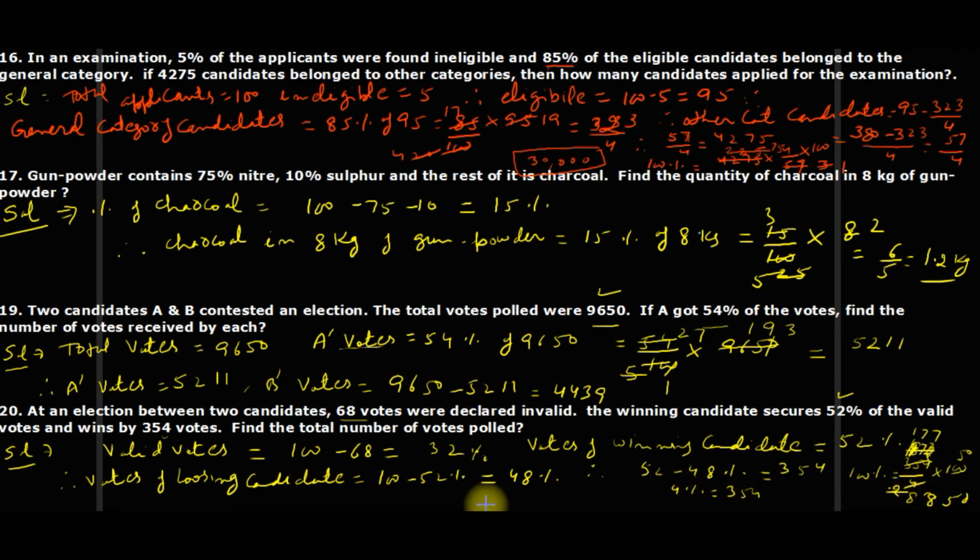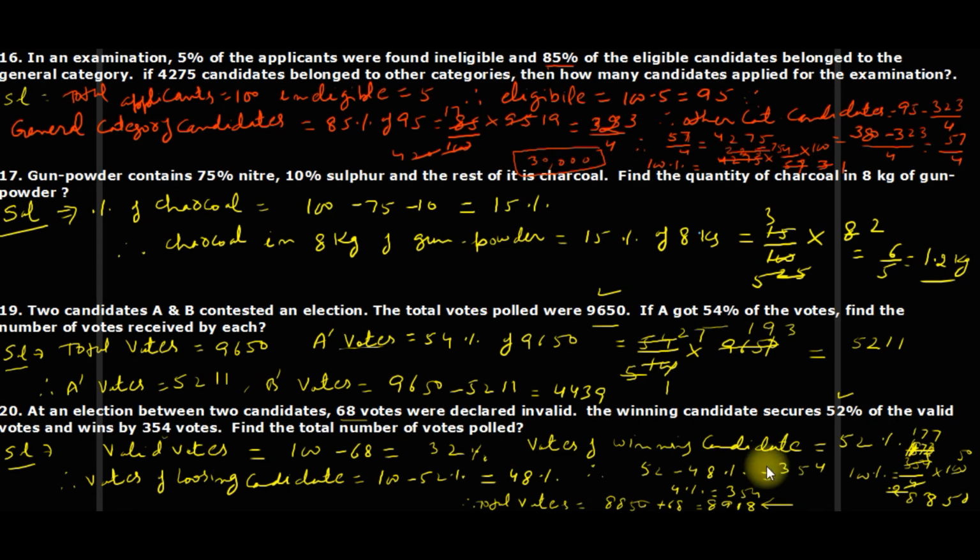So invalid votes are 68. Therefore, total votes would be 8850 plus invalid, plus 68. So this would become 6 plus 5 is 1, 8 plus 1 is 9, 891. This is your answer, right students?